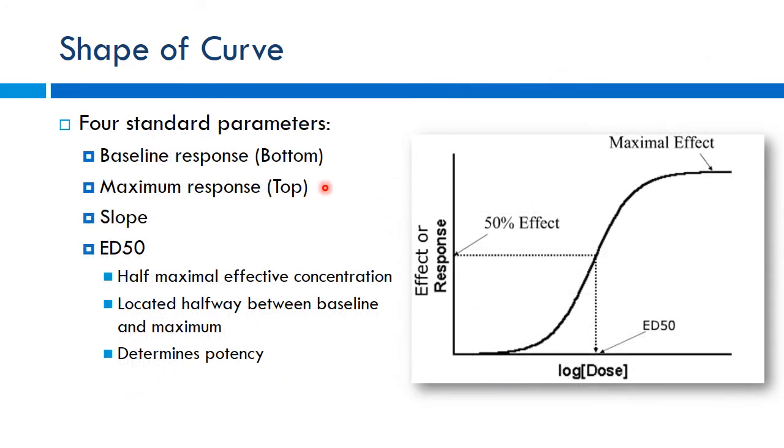All right, so for standard parameters, you're going to have your baseline response, which should be the bottom of the curve here. You're going to have a maximum response. It should indicate when you've had full receptor occupancy, when you're getting as much effect out of that drug as you possibly can. We'll talk about the slope here.